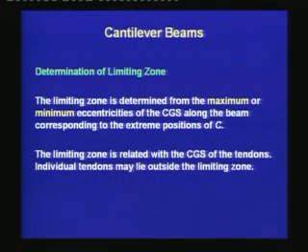Remember that the limiting zone is related to the CGS of the tendons. Individual tendons may lie outside the limiting zone. That is, when we are talking of the limiting zone, we are talking about the placement of the CGS within the limiting zone. Individual tendons may lie outside the limiting zone provided the CGS is lying within the limiting zone.